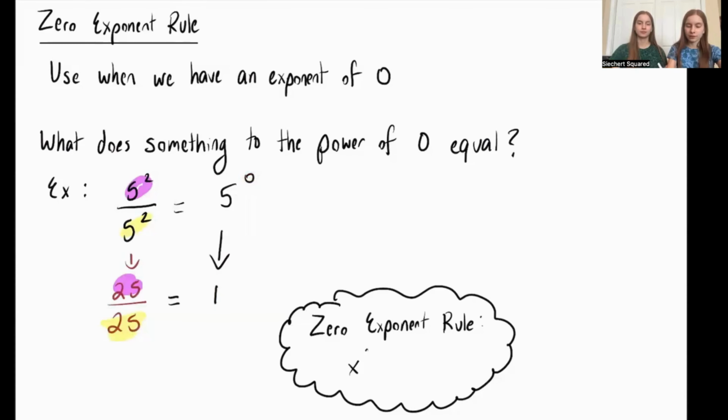So for our zero exponent rule, we have that anything to the 0 power, in this case we're putting an x, it just means any base. Maybe it's a variable, maybe it's a number. Anything to the 0 power is just going to equal 1.